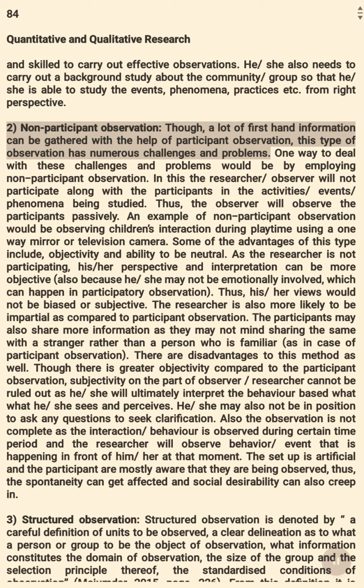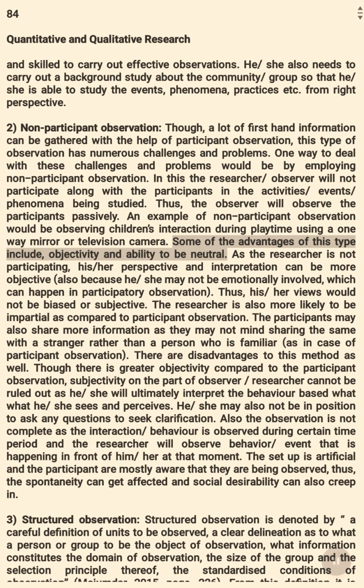Though a lot of first-hand information can be gathered with the help of participant observation, this type of observation has numerous challenges and problems. One way to deal with these challenges and problems would be by employing non-participant observation. In this, the observer will not participate along with the participants in the activities, events, phenomena being studied. Thus, the observer will observe the participants passively. An example of non-participant observation would be observing children's interaction during playtime using a one-way mirror or television camera.